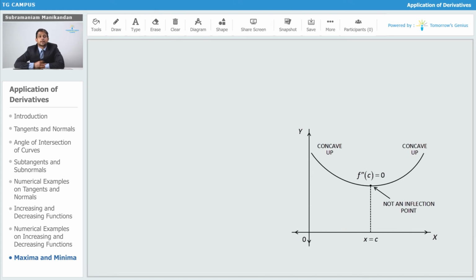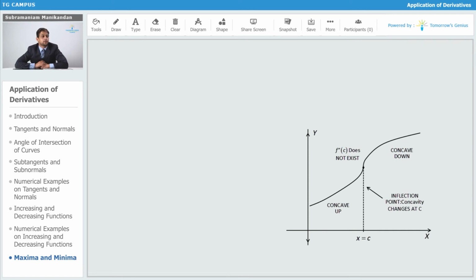Obviously, it is clear from this diagram that the function does not have any inflection point, because both on the left side as well as the right side of x equal to c, the function is concave up. That much is pretty clear just by looking at the graph of this function. However, f double dash c is also equal to 0 at the point x equal to c. So again, this is an example of a function which does not follow the rule. That is, f double dash c is equal to 0. However, the point c is not an inflection point, because the fundamental fact of an inflection point is that it's a point where the concavity of the function should change from one to the other.